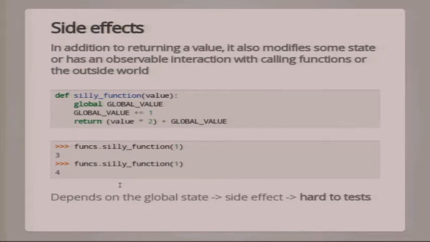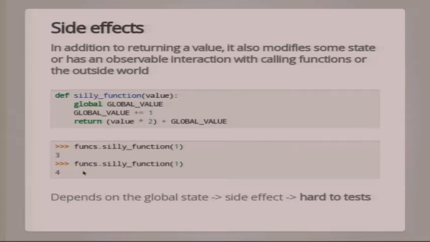So let's see this first example of side effect. Anything which, in addition to returning a value, also modifies some state or has an observable interaction with calling functions or the outside world is actually a side effect. This first example is using a global variable. I have a global variable which I declare somewhere with some value, and then every time I call this function, I increase it, and then I use it for the return value.